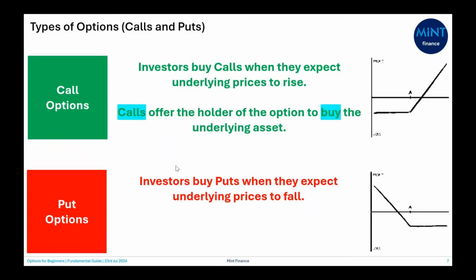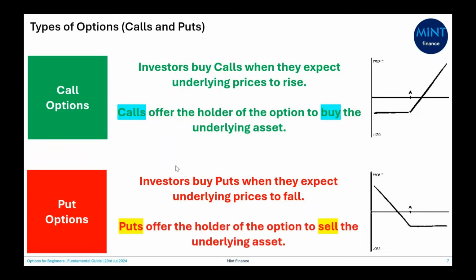So investors buy puts when they expect underlying prices to fall. Puts give the holder the option to sell the underlying asset. So think of these in pairs: calls, buy; puts, sell. As you can see in the payoff chart, when the underlying prices fall, the holder of the put option gets to sell at strike A.